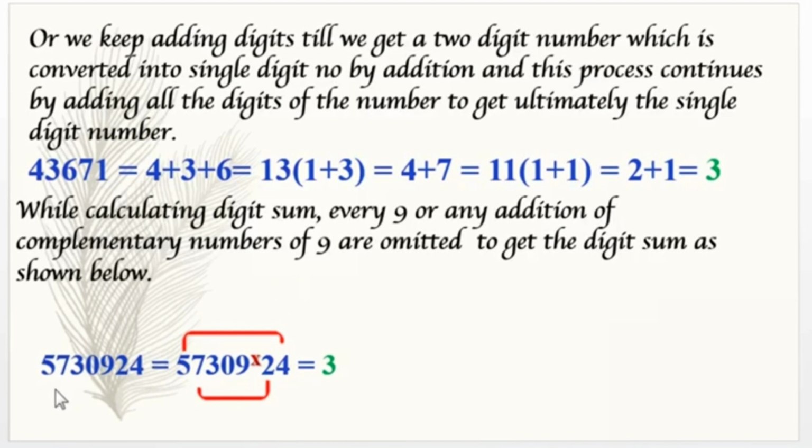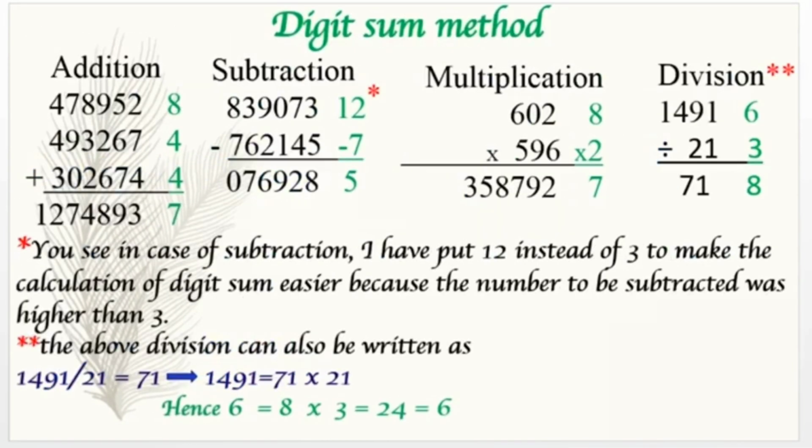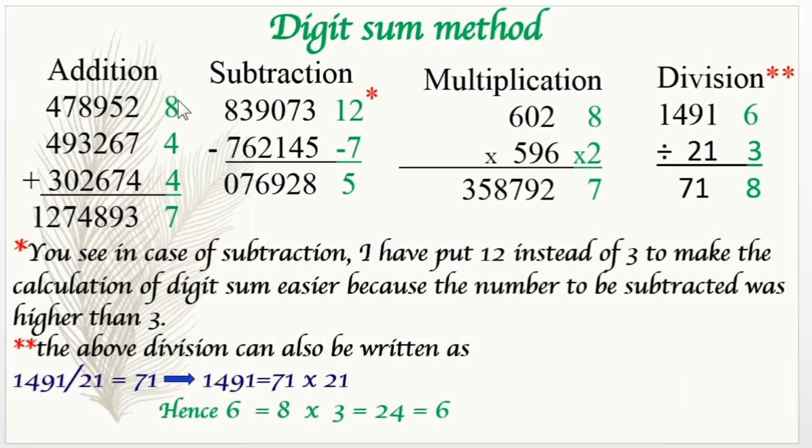Another method which is a bit simpler, easier, quicker, if we know the complements of 9. For example, here in this number, we have 5 plus 4 equal to 9, so this goes off. 7 plus 2, 9 goes off, 9 goes off, and what remains is 3. So there is no need to add, and just complements of 9 are added, and you get the digit sum. Now we use this digit sum method to see our additions, subtractions, multiplications and divisions, are they correct or not.